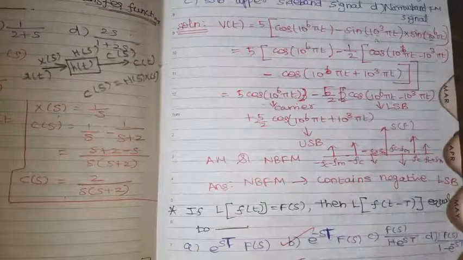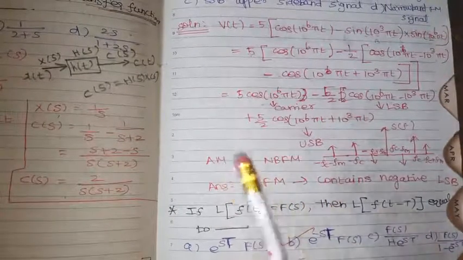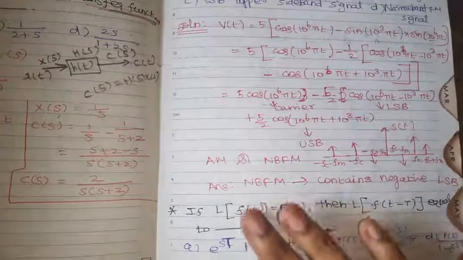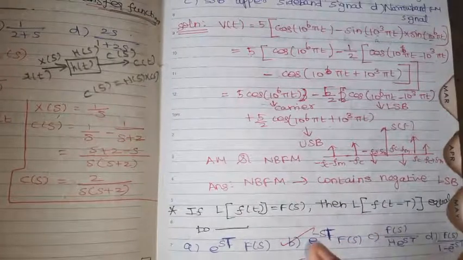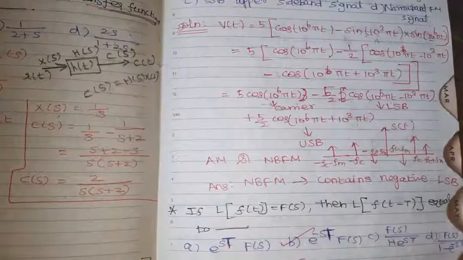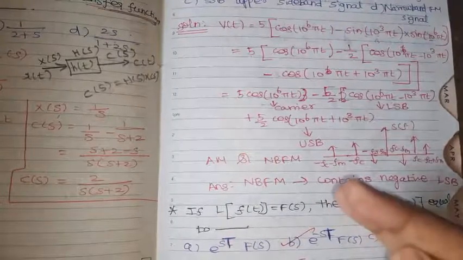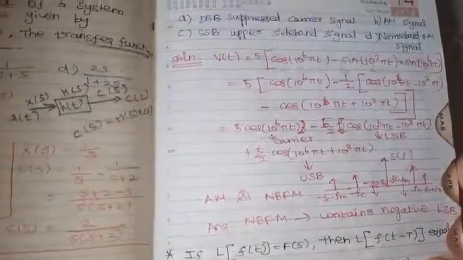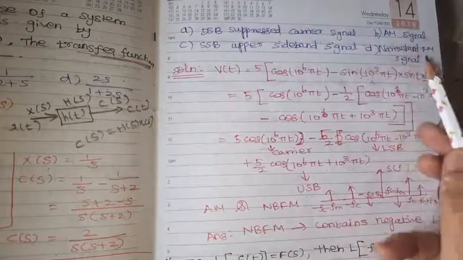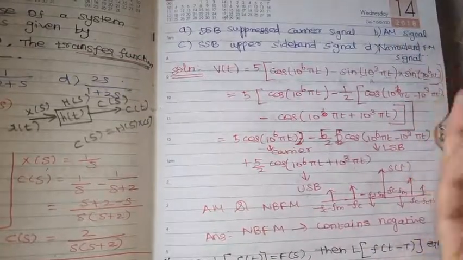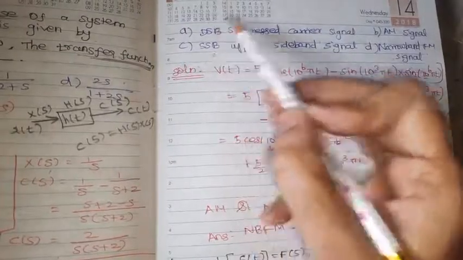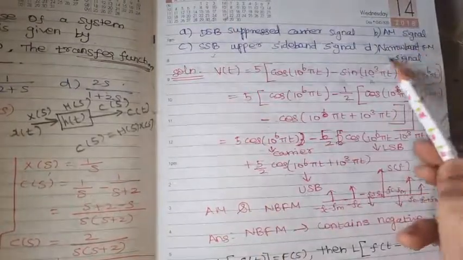So, AM and narrowband FM have the same thing. AM and narrowband FM are the same thing: both have a carrier signal, an upper sideband and a lower sideband. So, what are all the given options? It is not DSB. AM and narrowband FM are both given in the options. How can we differentiate between them? It is not SSB or DSB; it may be AM or narrowband FM.